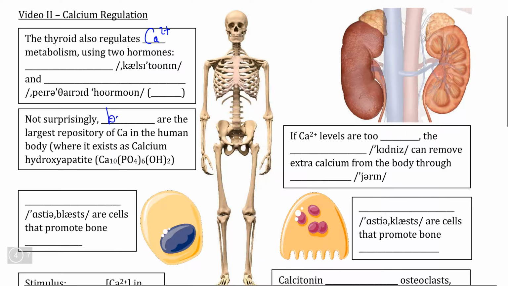Now, as with most metals, calcium exists in its ionized form when it exists in solution, but when it is stored outside of the blood, most calcium within the body is the structural component of what makes up human bones, where it exists as this complicated ionic compound, a mixture of calcium, phosphate, and hydroxide ions.